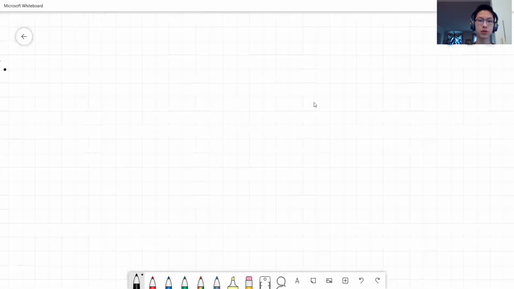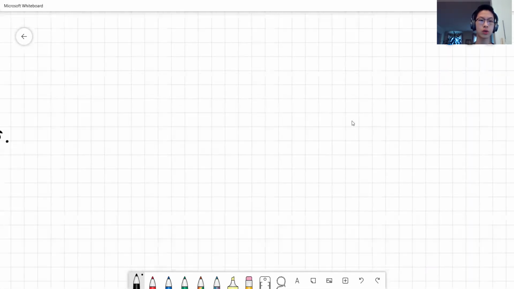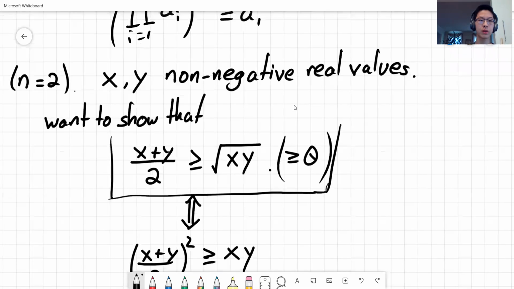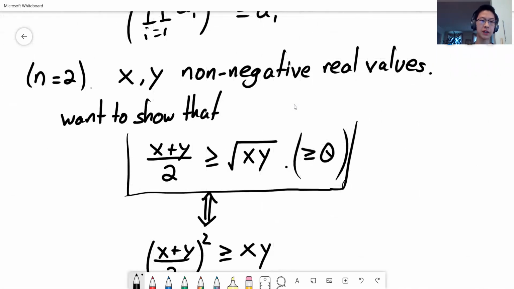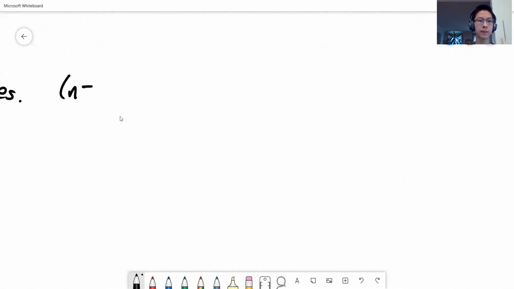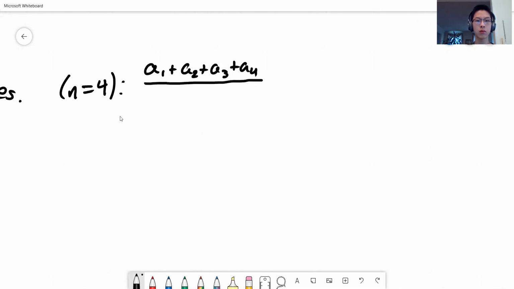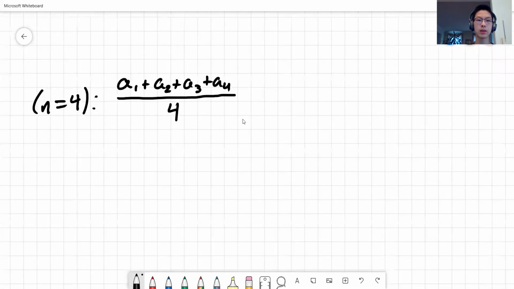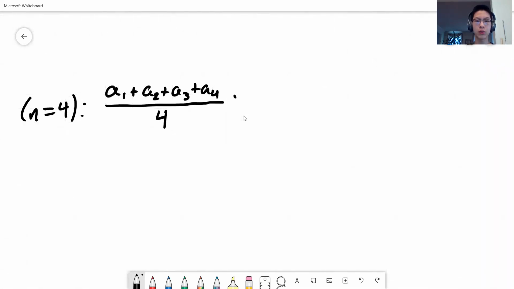So here's what we're going to do. With a little more work, we can get the n equals 4 case, in fact from the n equals 2 case. So let's do the n equals 4 case. This is a1 plus a2 plus a3 plus a4 over 4 is greater than or equal to the fourth root of a1 a2 a3 a4.